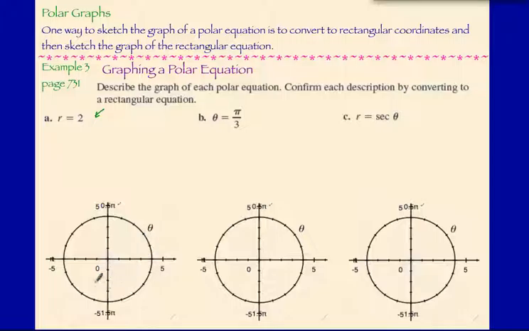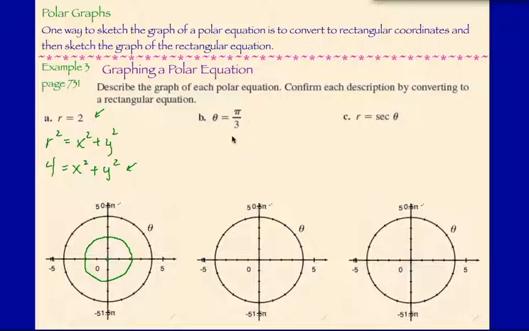Notice that I've tried to get some polar graph paper here. If this is 5, then 1, 2 means that this circle right here is what we'll end up graphing. But watch what happens when we convert this to rectangular coordinates. Isn't it true that r squared equals x squared plus y squared? And our r is 2, so 4 equals x squared plus y squared. Of course we recognize this as a circle centered at the origin with a radius of 2, which is what we would sketch.